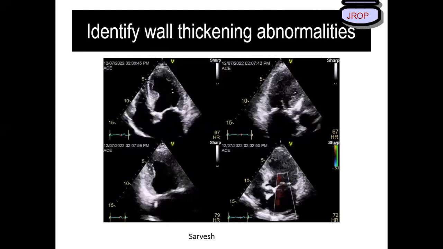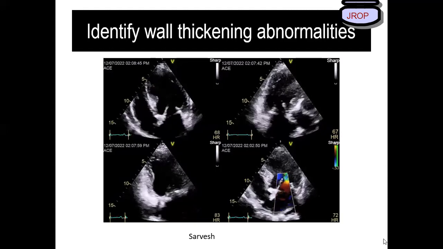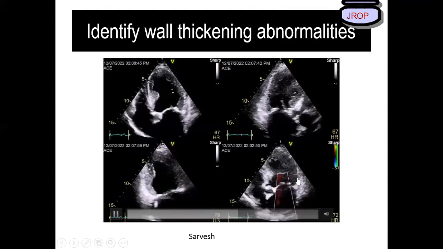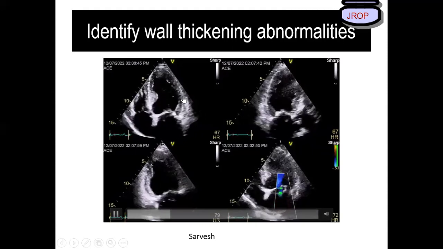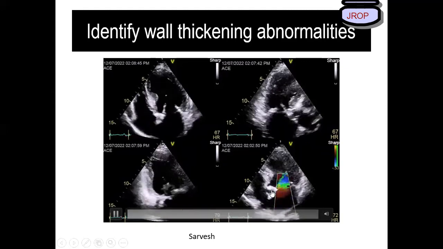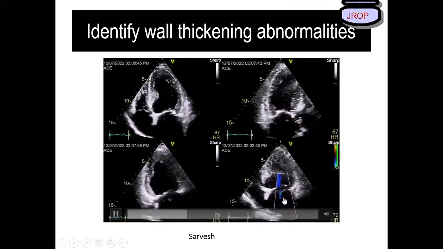Whenever a papillary muscle is involved, the papillary muscle is attached to either the basal lateral wall or the basal inferior wall. Here the basal lateral wall is hypokinetic and the basal inferior wall is hypokinetic. So you expect a significant degree of mitral regurgitation in these patients. Okay? Okay, sir.